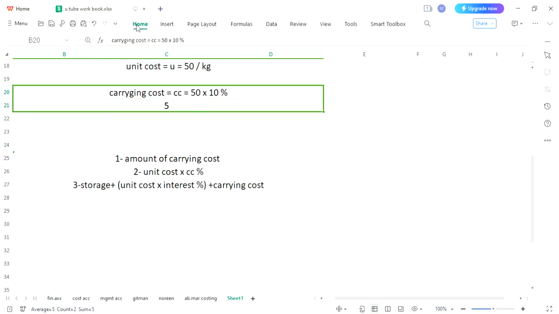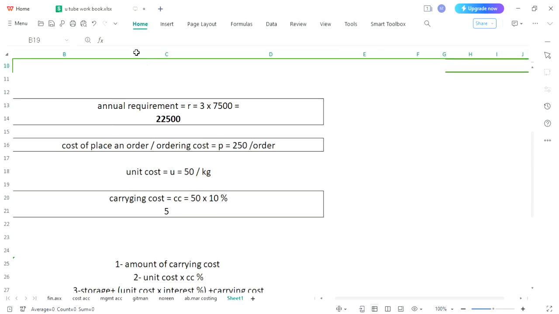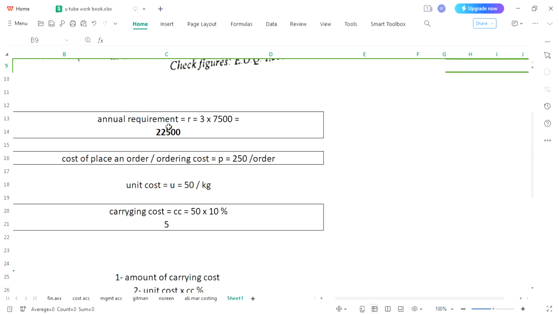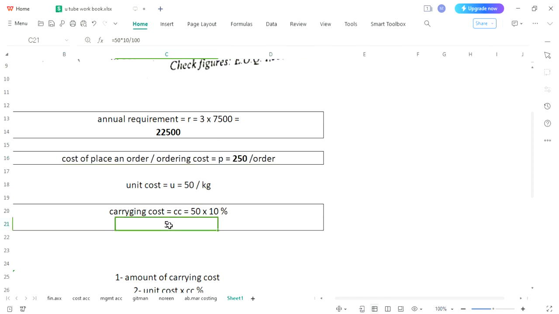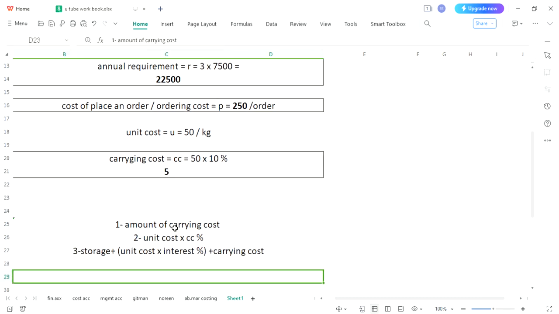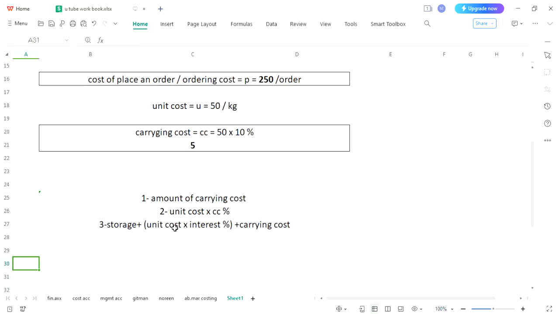I'm going to mark it as well. There were three factors which have been marked. First, annual requirement, and then you have seen the cost of placing an order, and then you have seen your carrying cost. All three items are highlighted. Now it's time to see our formula. The formula for economic order quantity. This is our first requirement, and we will see the EOQ formula.